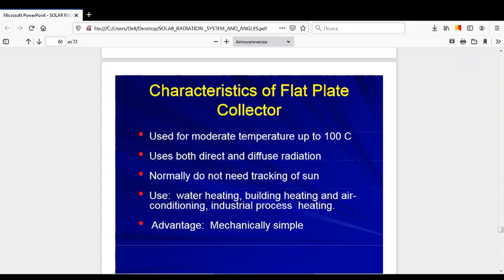Characteristics of a flat plate collector: used for moderate temperature up to 100 C. Uses both direct and diffuse radiation. Normally does not need tracking of the sun. Used for water heating, building heating and air conditioning, industrial process heating. Advantage: mechanically simple.